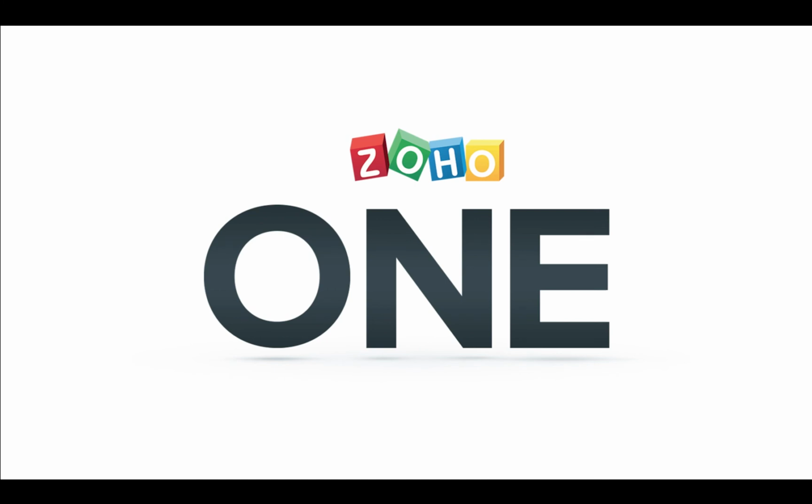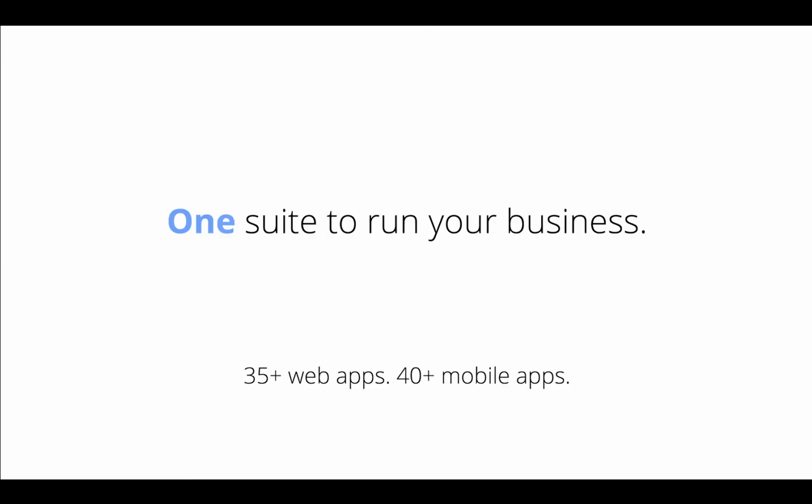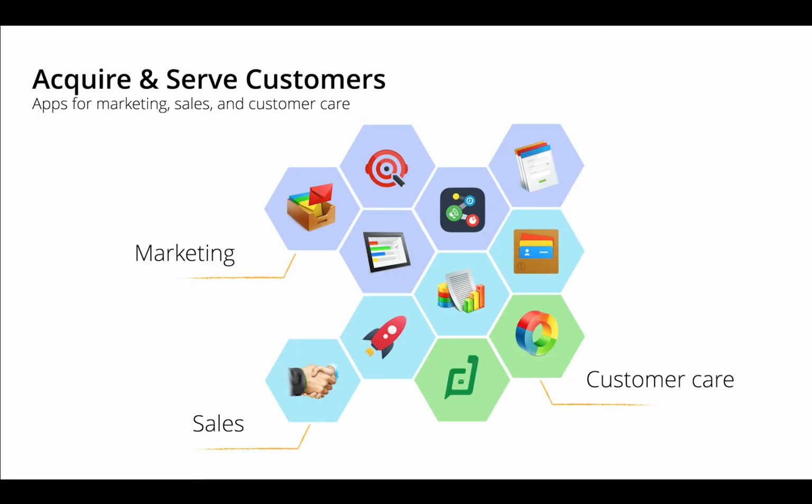So, Zoho One. How do we seek to change this? Well, it is $1 a day per employee in your organization, right? Very simple. There is no cost-benefit analysis. You get everything all up front for every employee, right? Super easy. One suite to run your business, and we want to cover all of your business with 35 plus web apps and 40 plus mobile apps.